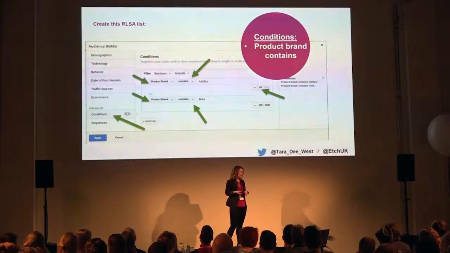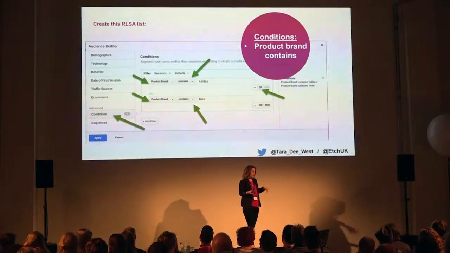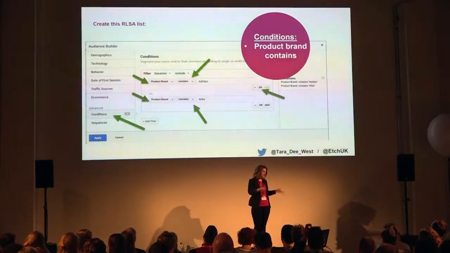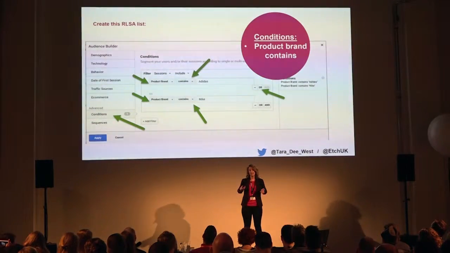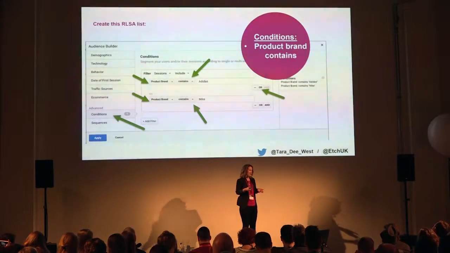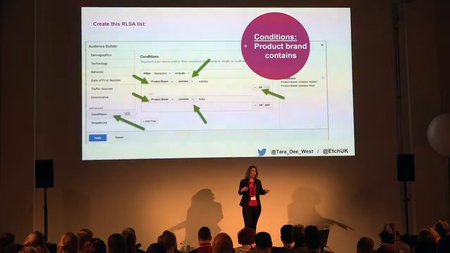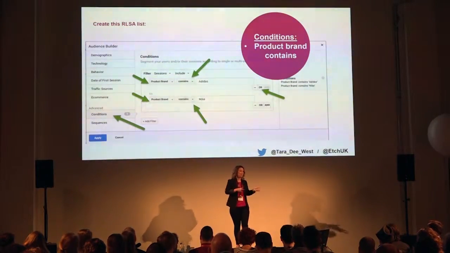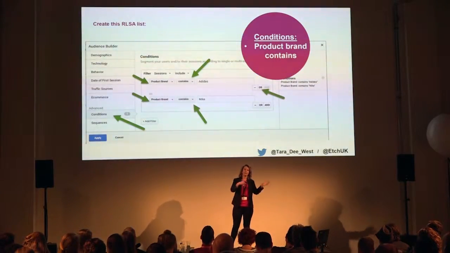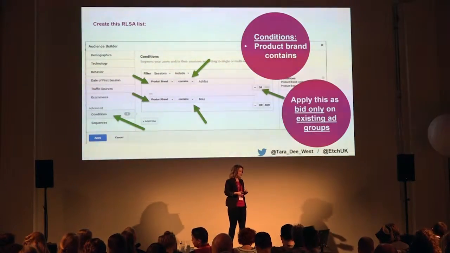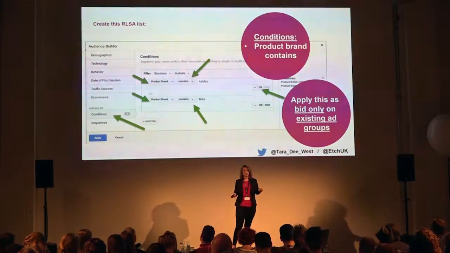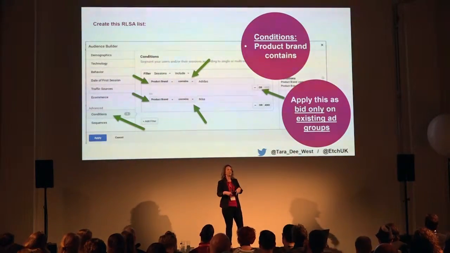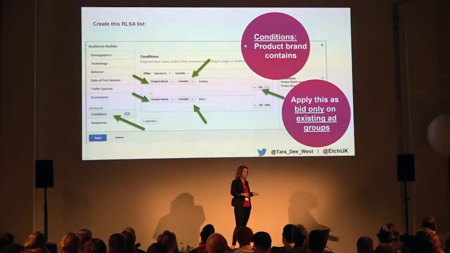To create this list, you say product or brand contains, and then in this example I've used Adidas and Nike, but it could be whatever you need it to be in your specific business. In this example as well, we're using or, so they could have bought any of these different brands from you before, and then you can apply it to your existing campaigns. And you set it as bid only because you're just adjusting your bids on those campaigns for similar products if the person has bought that from you in the past.